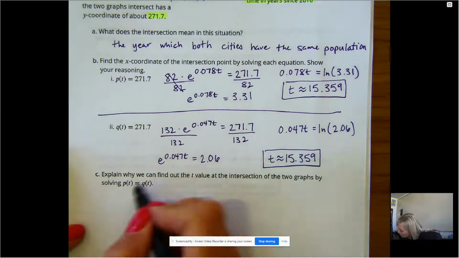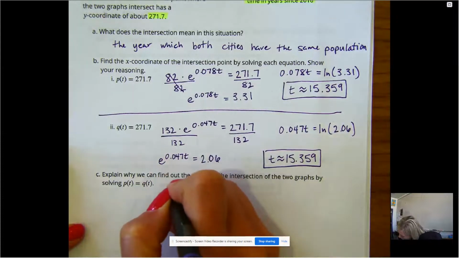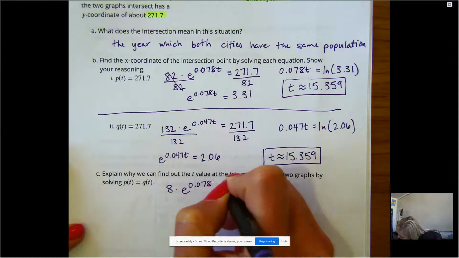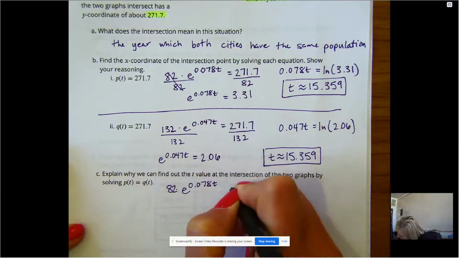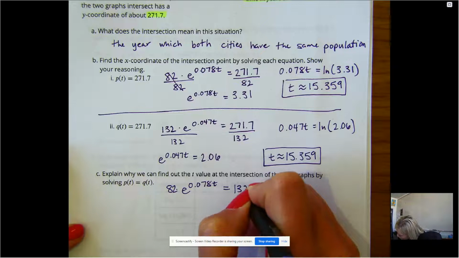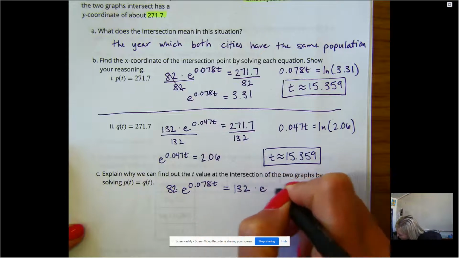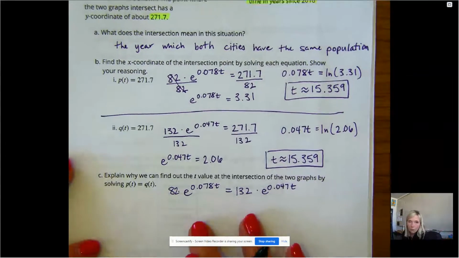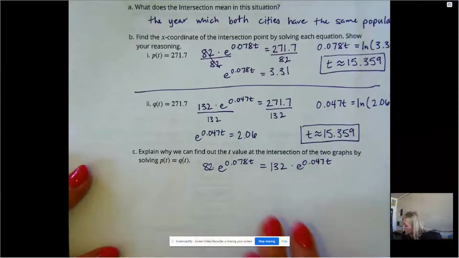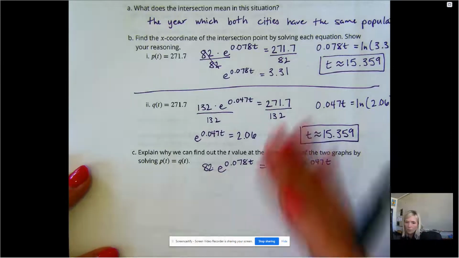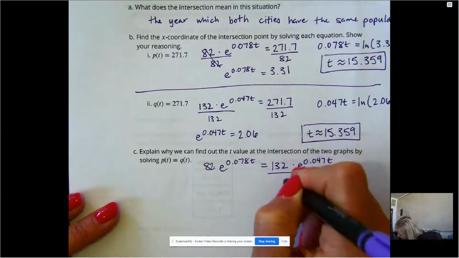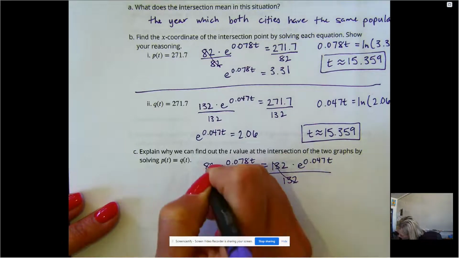And so if we were to solve 82 times e to the 0.078t equals 132 times e to the 0.047t, we can solve for the input that way as well. Or we could graph each one and see where they cross, which has been done up above. So to solve this, we did this in the lesson summary today.